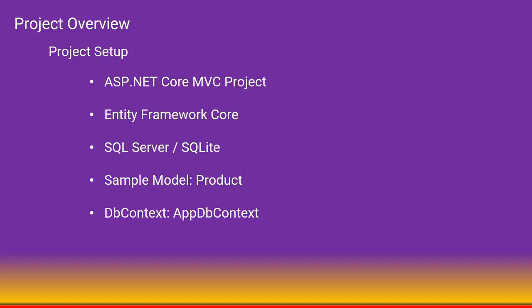Before we begin scaffolding, make sure your ASP.NET Core MVC project is set up properly. You should have Entity Framework Core installed and configured, a model class like Product, and a DB context class named AppDbContext. We will use SQL Server for this demo, but you can also use SQLite or another supported provider.